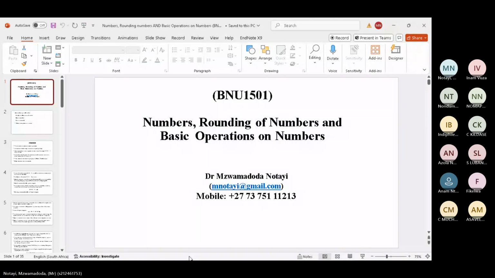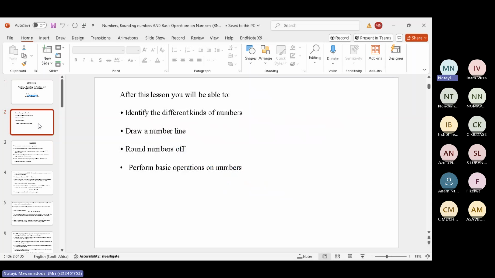Okay. All right. Today we're looking at numbers, rounding of numbers, and we'll look at basic operations on numbers as well. So just a few things that you should be able to learn during this lesson: to be able to identify the different kinds of numbers, draw a number line, and round off numbers. You'll be able to perform basic operations on numbers. Okay, let's jump into it.